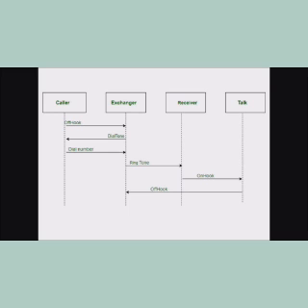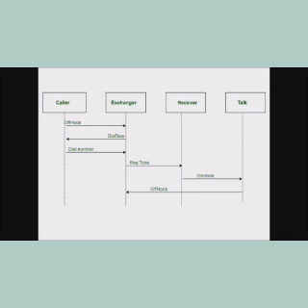Here in the sequence diagram we can see four different processes: caller, exchanger, receiver and talk. These processes are represented in rectangles at the topmost level of the sequence diagram. The lifelines of each process are represented as vertical dotted lines starting from each process. Next we can see the different communications or associations between these processes.